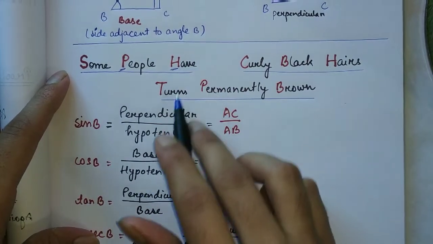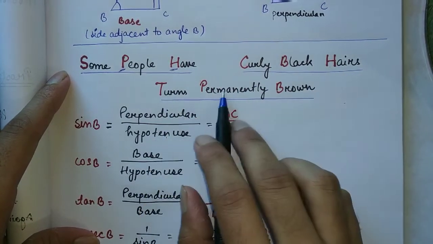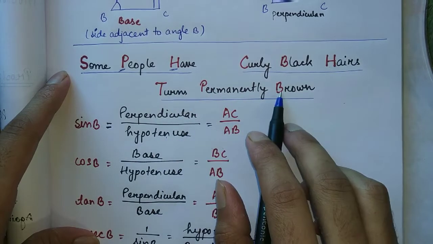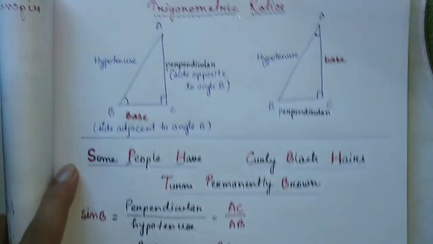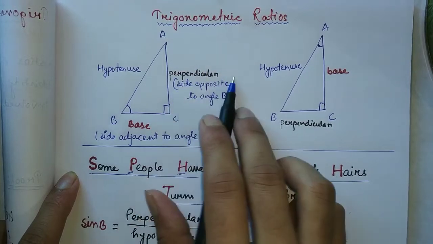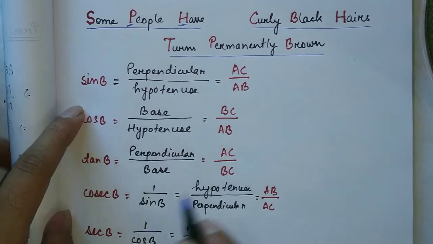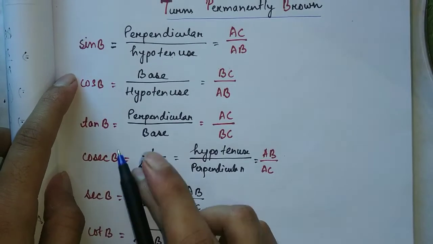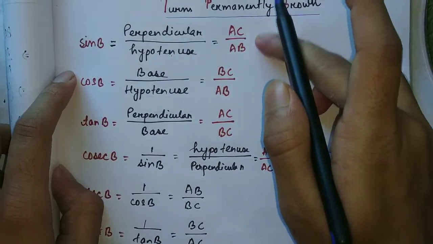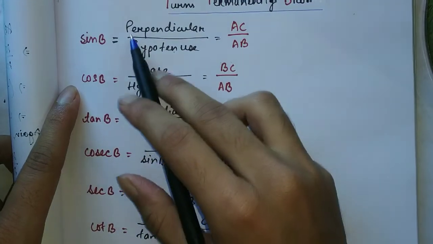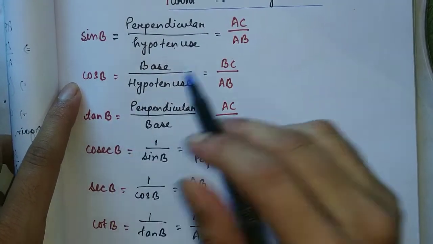Now tan of B. From the sentence again, turns permanently brown. It becomes tan of B is equal to P by B, that is perpendicular by base. And from the triangle we find that the perpendicular is AC and the base is BC. So tan of B becomes AC by BC. Now the other 3 trigonometric ratios, that is cosec, sec and cot, can be easily derived from sine, cos and tan.